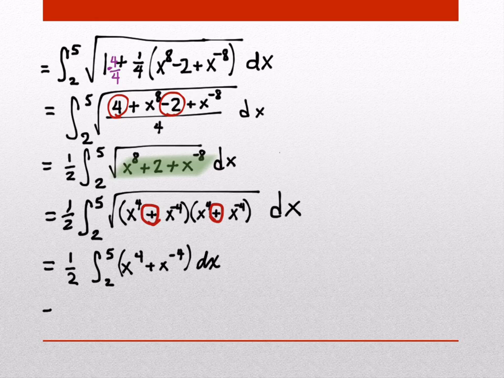Nice, nice, nice. We're almost done. So this is 1/2. What's the antiderivative of x to the 4th? X to the 5th over 5. What's the antiderivative of x to the negative 4th? Good. And we're supposed to be evaluating this at 5 and at 2.